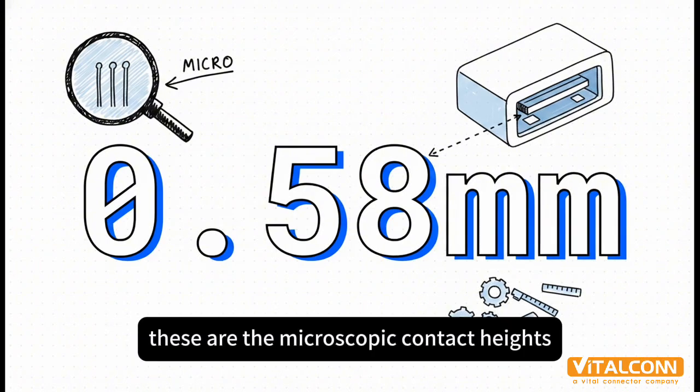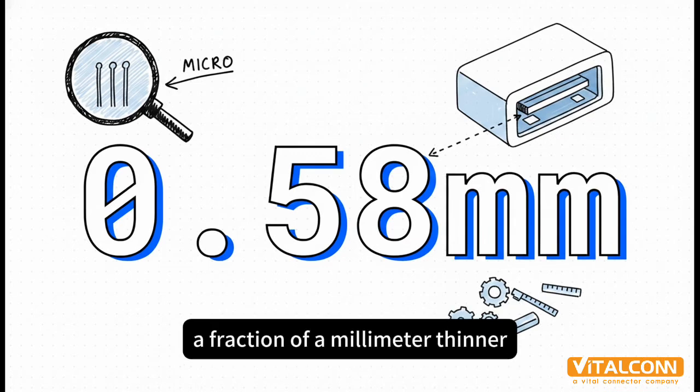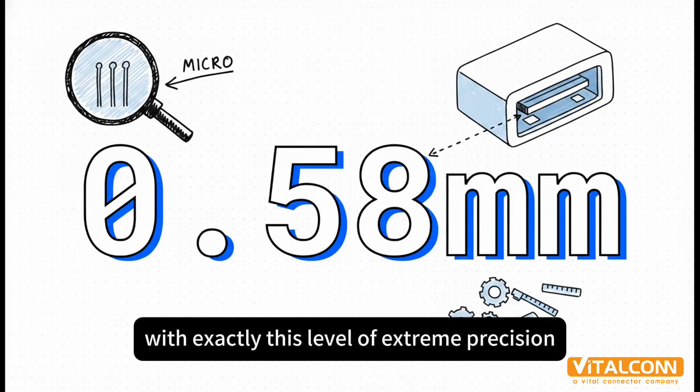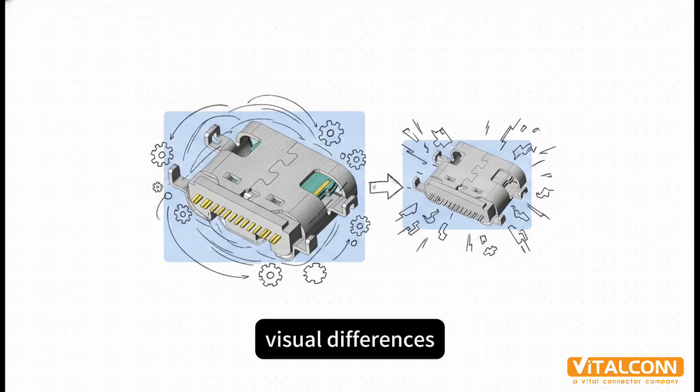These are the microscopic contact heights that hardware engineers are agonizing over every single day. Just to make your device a fraction of a millimeter thinner, they have to source a port with exactly this level of extreme precision. The physical manifestation of these numbers reveals incredibly subtle visual differences.